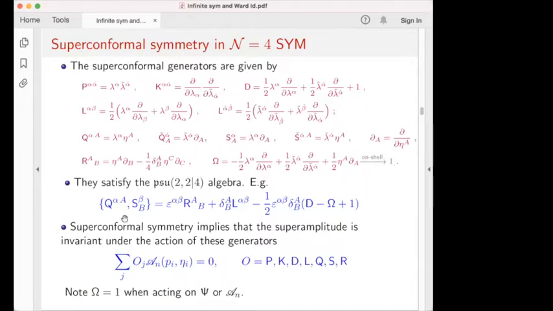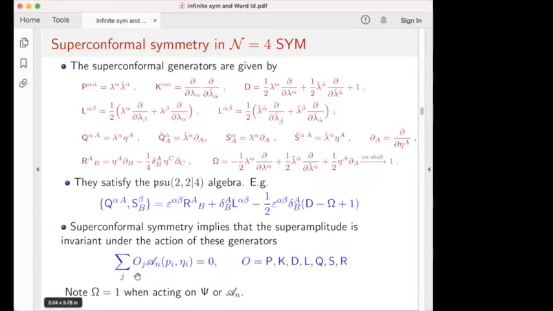For example, we can compute the anti-commutator between Q and S. Then we will find the Lorentz generator, the R symmetry generator, as well as this one. Because if we consider the action on the on-shell superfield or super amplitude, then this omega is 1. So we only have D here, and this just gives the standard PSU(2,2|4) algebra. With this explicit expression for the superconformal generators, we can act on the on-shell super amplitude.